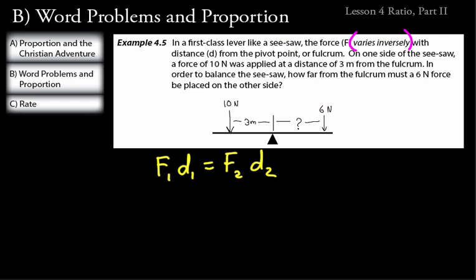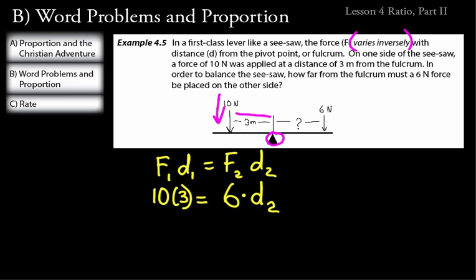So when we see on one side of the seesaw, a force of 10 newtons was applied at a distance of 3 meters. And so we can see that drawn on this diagram. The fulcrum of the seesaw is just like the pivot point of it. 3 meters away, there's a 10 Newton force going downward there. So we'd say 10 times 3, that equals 6 newtons times question mark. We don't know what that distance is, so that's what we're trying to find, is d2.